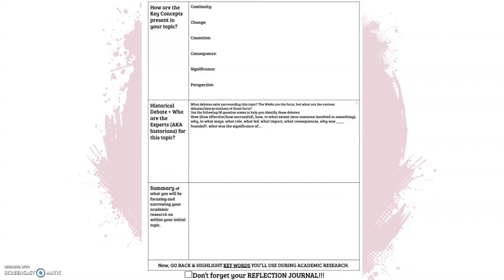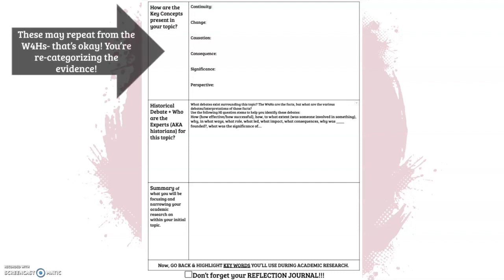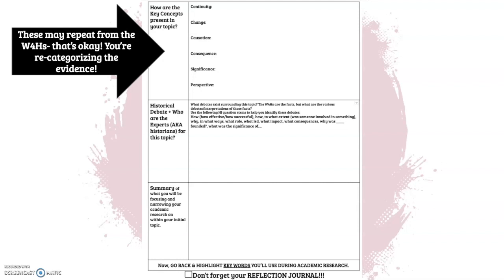So now this sheet is going to be the new part. I want you to start thinking about the key concepts and which direction you're going to take, which of the key concepts you're going to focus on. So try to find one example of each. These may repeat from what you just did on your WAS. That is okay, because you're just thinking of this evidence in a different way, which is what a historian needs to do. We also, in the HI, need to make sure we're writing argumentatively and not just informatively.